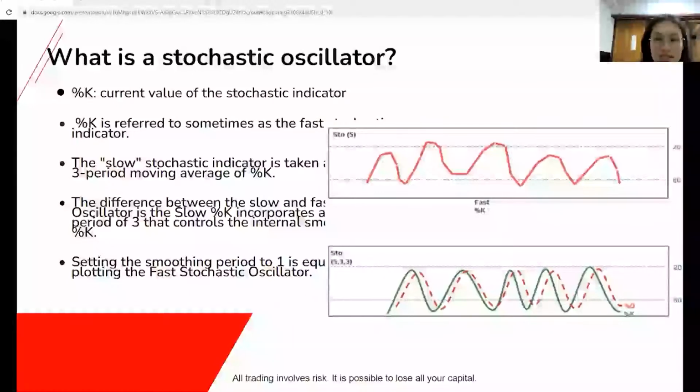So the stochastic oscillator consists of two lines that fluctuate between 0 and 100. The first line is called the %K, which represents the closing price of the instrument in relation to the high and low prices of a given period. The second line is called the %D, or percentage D, and it's the moving average of the previous line that we mentioned over a certain number of periods.